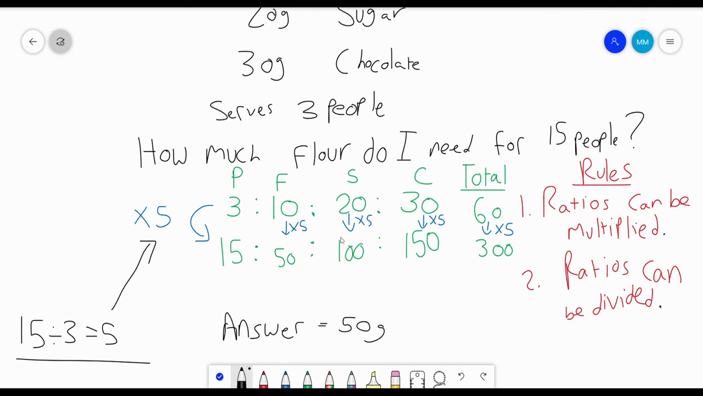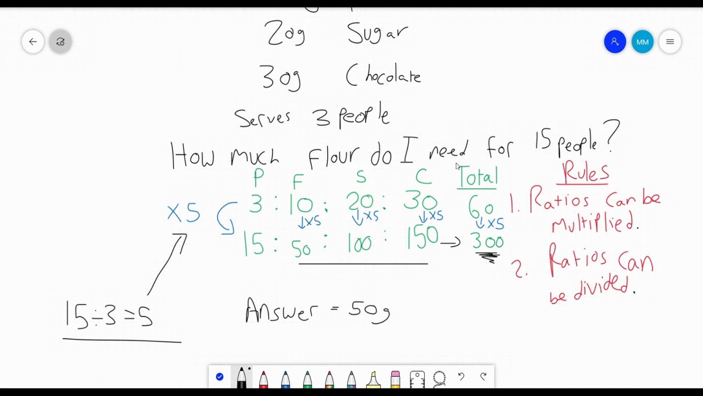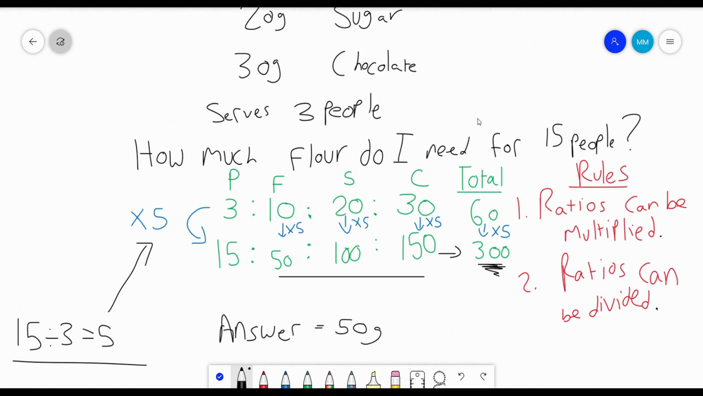Notice one other thing with the ratios. These ingredients, 50, 100, 150, when you add them together, you get 300. Spooky or what? These three total to this. And that's all I want to go through.